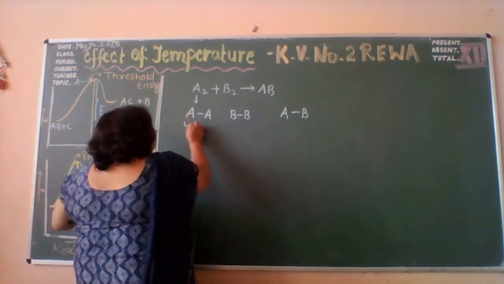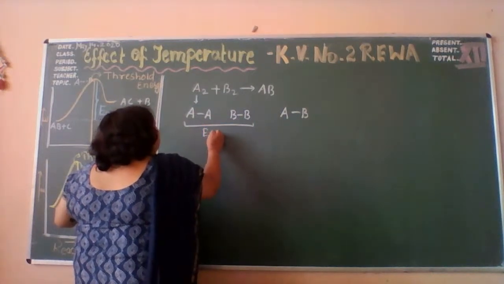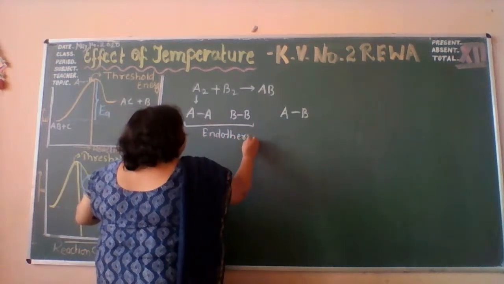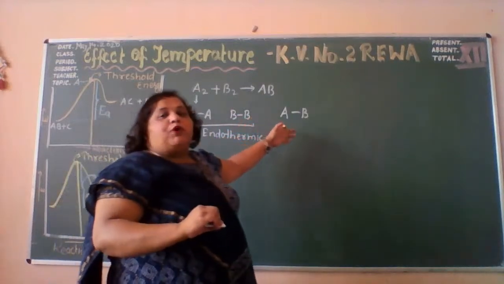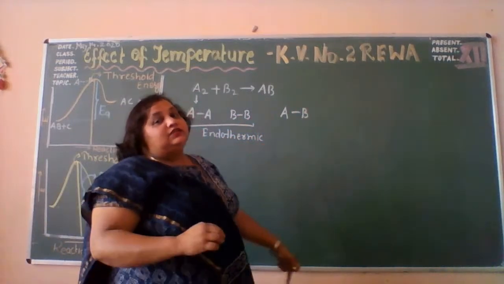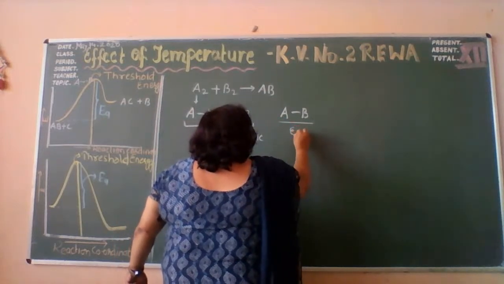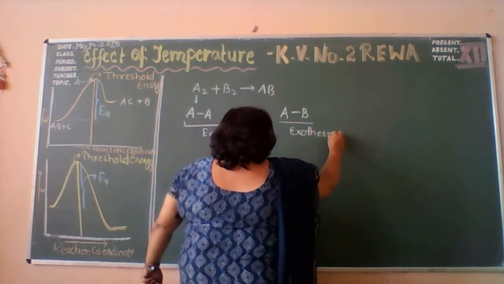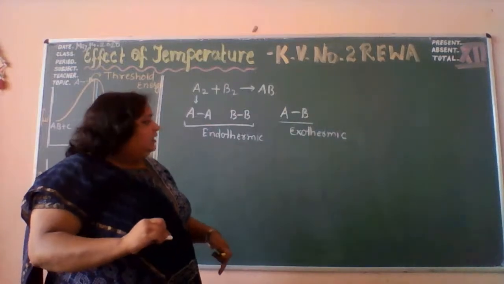You all know that dissociation of a bond is always an endothermic process. You need to provide energy. And bond formation is the process in which energy is released. Always, bond formation is exothermic. Now let's see how the temperature affects this, right?